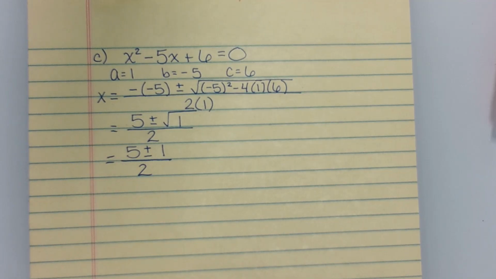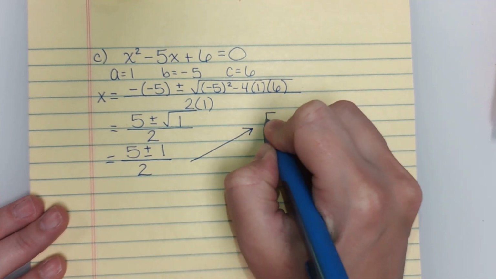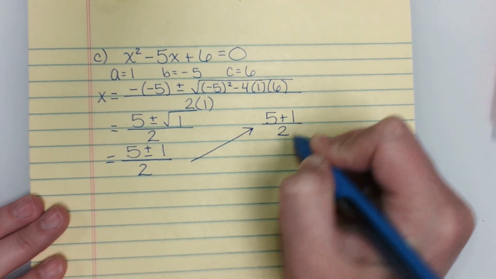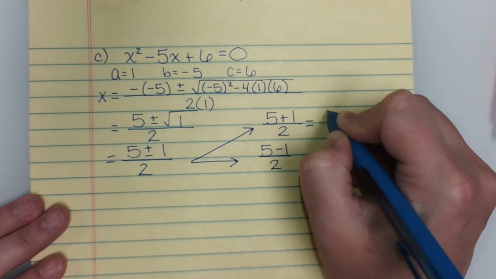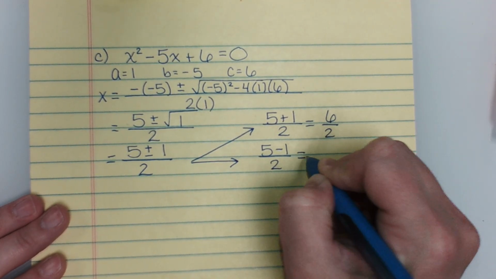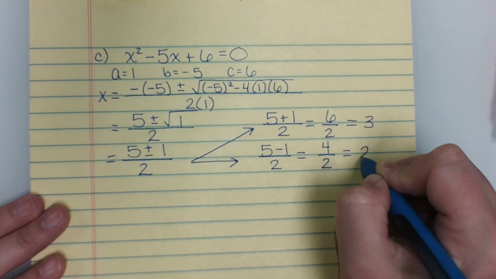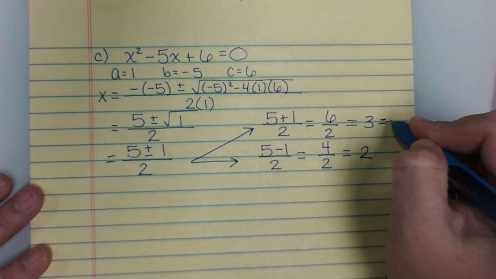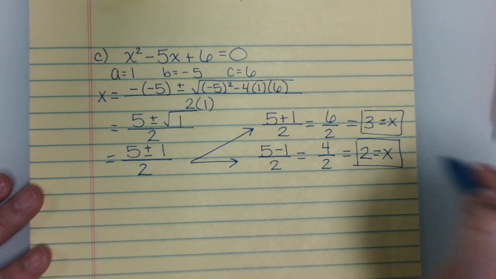These are like terms. If they are like terms, what do you think I need to do? Split it into 2 equations because it's technically 2 in 1. 5 plus 1 all over 2. 5 minus 1 all over 2. Make sure you do the numerator first, and then you divide. In this case, I got 2 nice whole numbers.